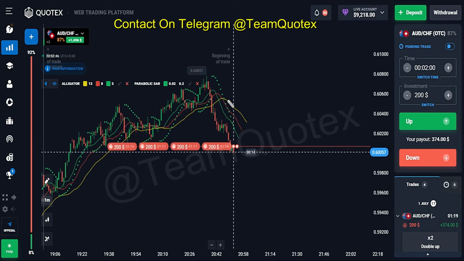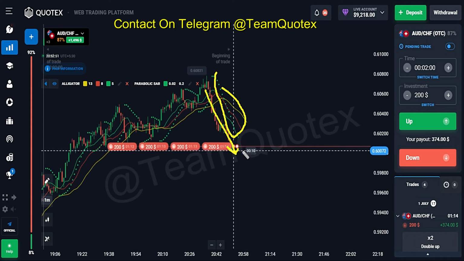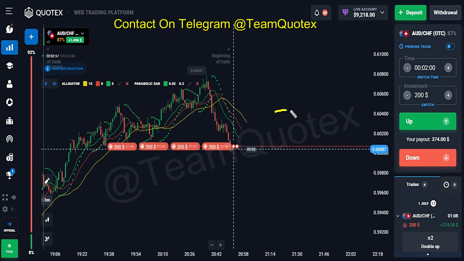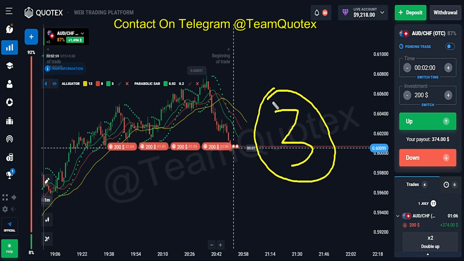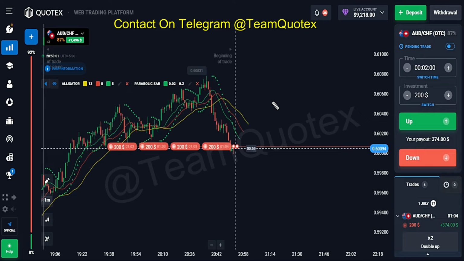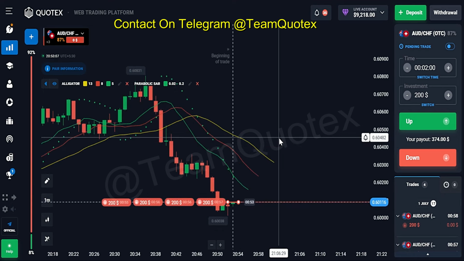So guys, you can see the position of parabolic is above the price. That means parabolic is also indicating us for a downward direction trend, guys. All right, so after getting all 3 confirmations, I am trying to trade in downward direction. And now, guys, let's wait and watch the result of our trades, and hopefully we are going to win.